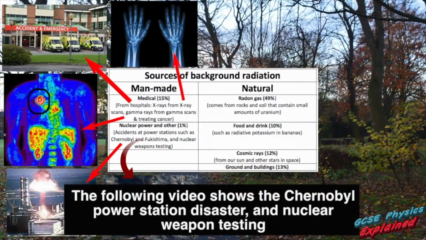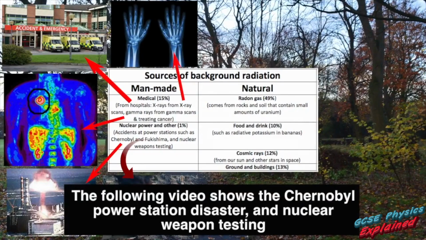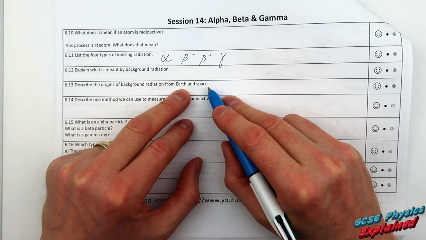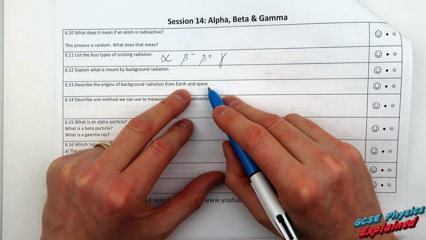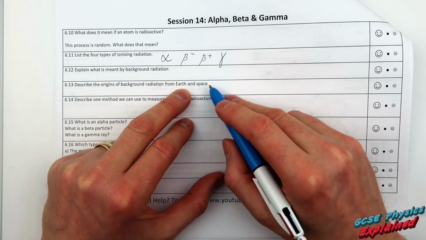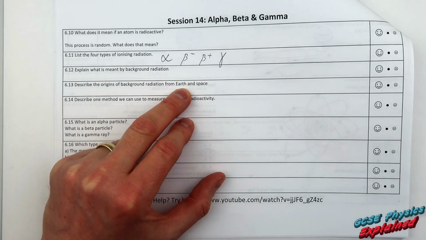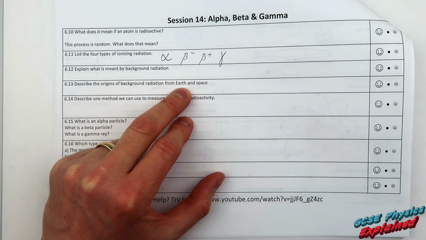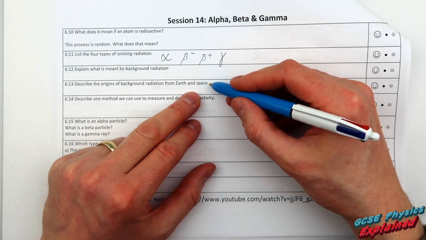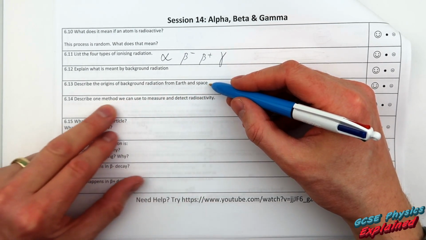The following video shows the Chernobyl power station disaster and nuclear weapon testing. Radiation from the Earth comes from rocks, from the soil, from food, from hospitals, and from radioactive power stations that blew up in the past, like Chernobyl. It comes from space, from the stars, cosmic radiation.